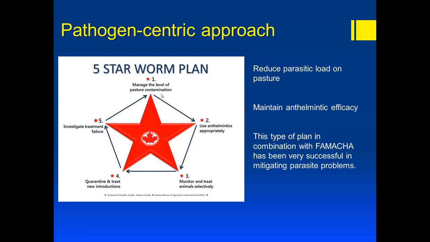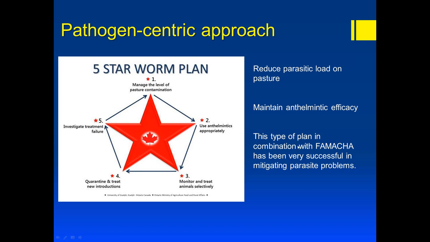The second point is to use anthelmintics appropriately. So anthelmintics is our college boy term for dewormers. So by using anthelmintics appropriately, we can maintain their efficacy for a longer period of time. By monitoring and treating animals selectively and not using a prophylactic treatment, we're still hoping to maintain that anthelmintic efficacy. We want to quarantine and treat new introductions into the herd. If we find any points of treatment failure, we need to investigate those by actually isolating some of those parasites and seeing what they're resistant to, and it all starts again.